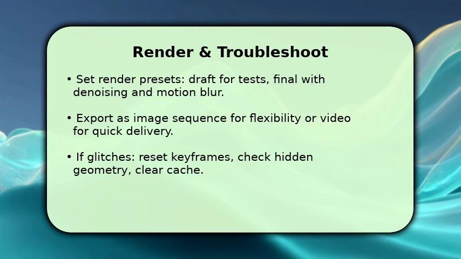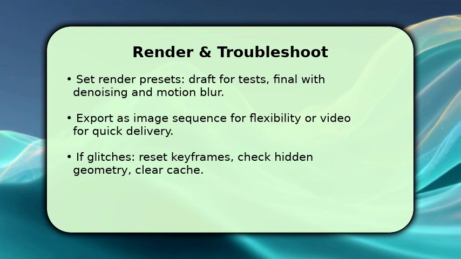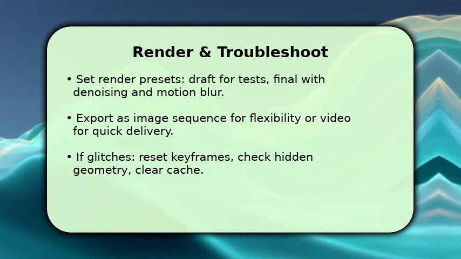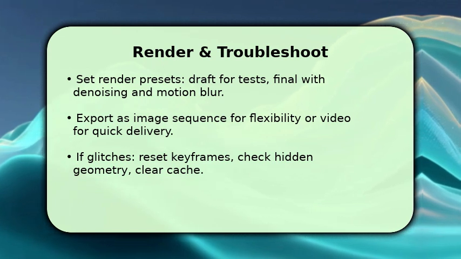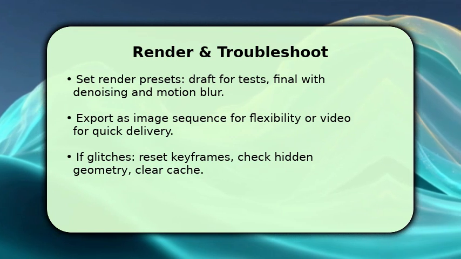To finish, pick a render preset. Run draft passes to check timing, then switch to final with denoising and motion blur if needed. Export as an image sequence for easier re-editing or render directly to video for quick delivery. Make sure frame range and codec match your timeline.